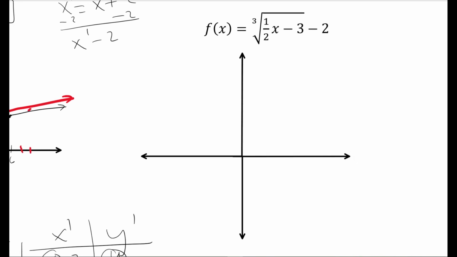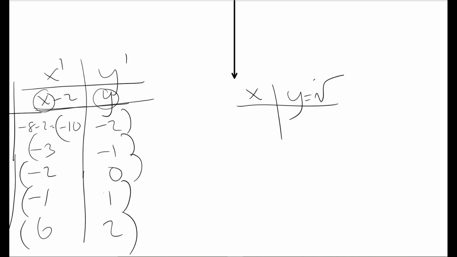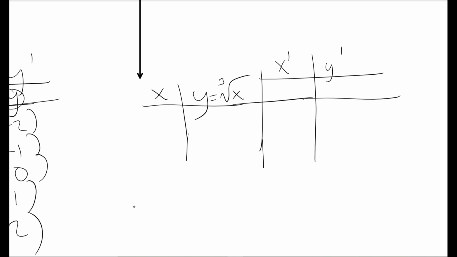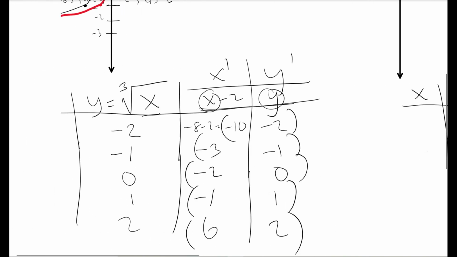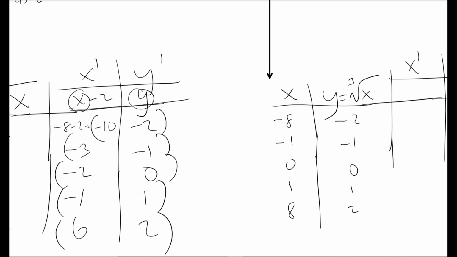So we have here another cube root function. So we got x, y equals cube root of x. We got x prime, y prime. All right, so we're going to choose the same values as in the table earlier, -8 to 8.